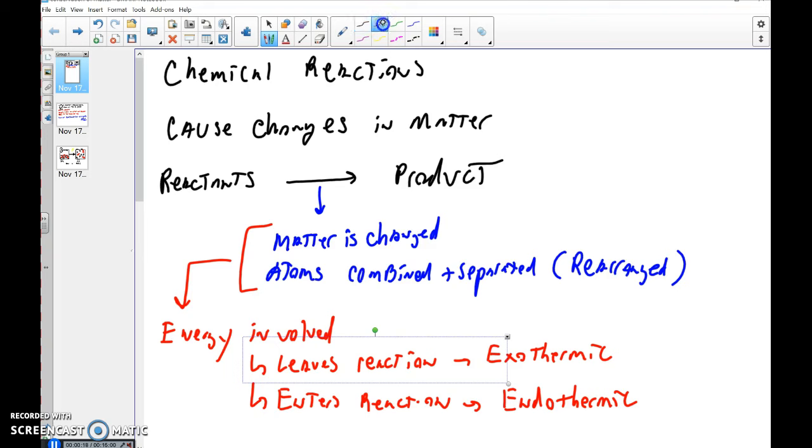Whenever a chemical reaction occurs, you start the reaction with what's known as reactants, and you end the reaction with what's known as products. Typically, all of the reactants are no longer the same matter, but sometimes it's only one or two of the reactants. It depends on the chemical reaction involved. But the key idea here is matter is changed. The matter that you begin with is not the same form as the matter that you end with.